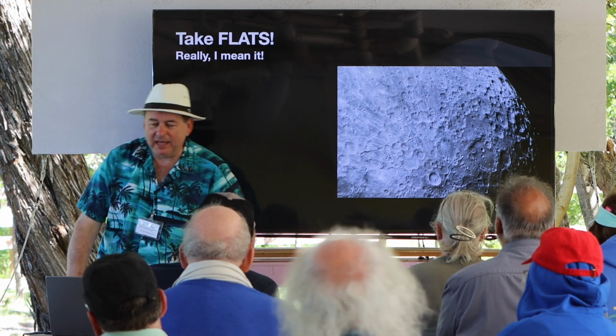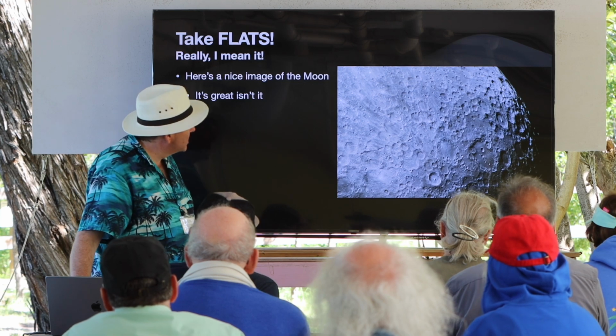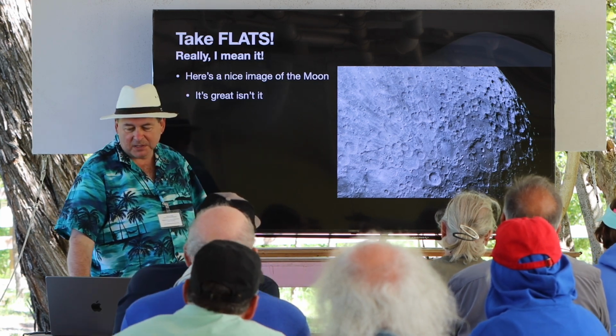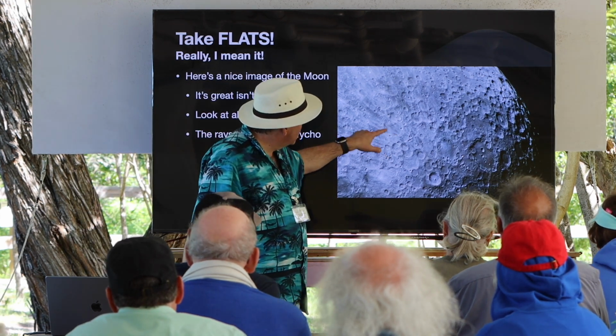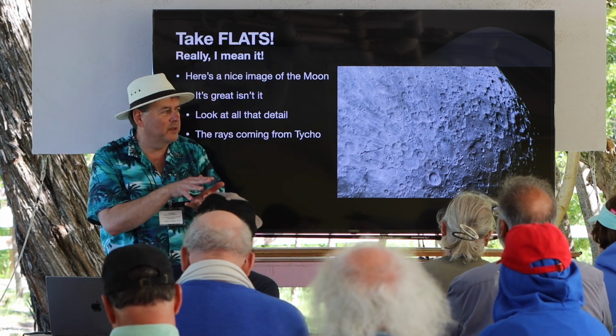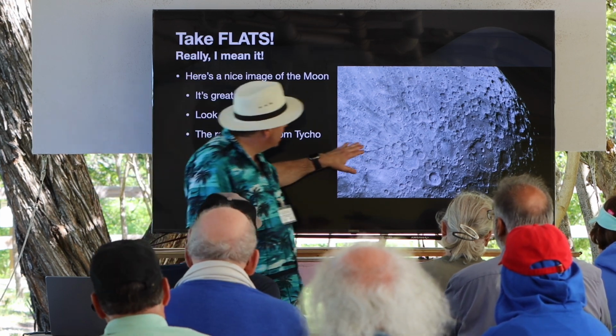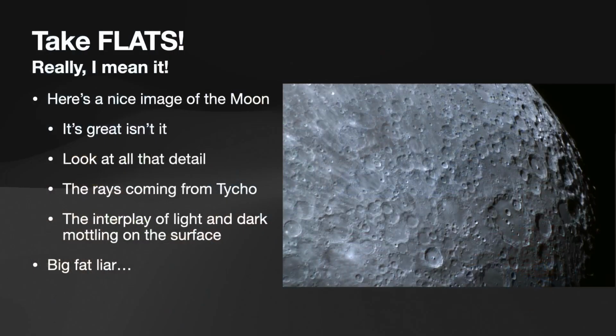Take flats. I mean it. Here's an image of the moon. It's very beautiful. It's great, isn't it? There's Tycho. You can see the rays. Look at all that detail. The rays coming from Tycho. There's little dark areas and light areas. And this is really great. If you're into observing the moon, you really want to know about this. The light areas are titanium oxide, and they're younger than the dark areas. And you can get this nice interplay of light, and you get a really good representation of the lunar surface.